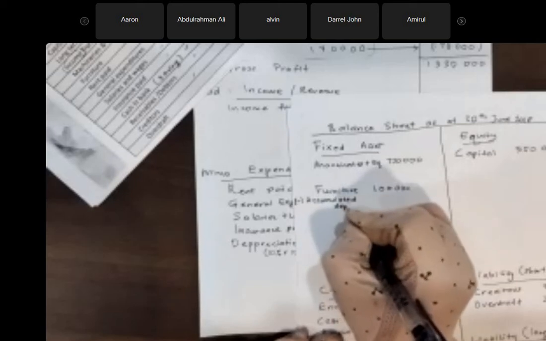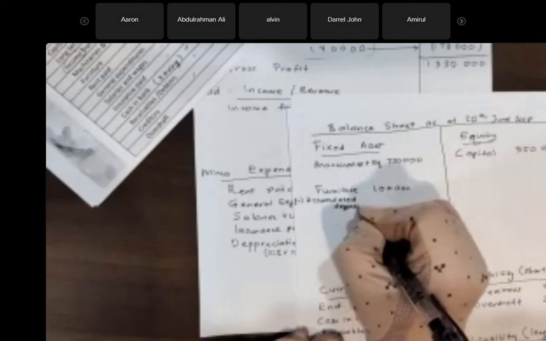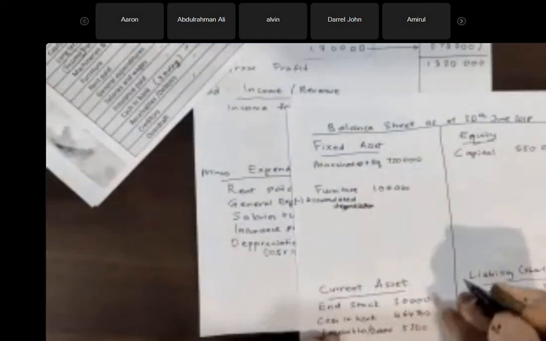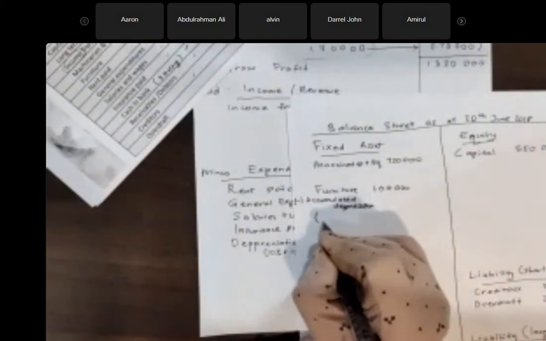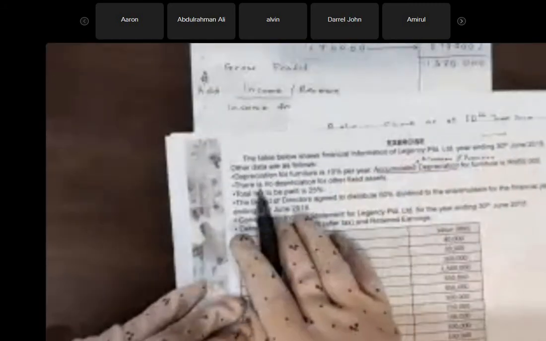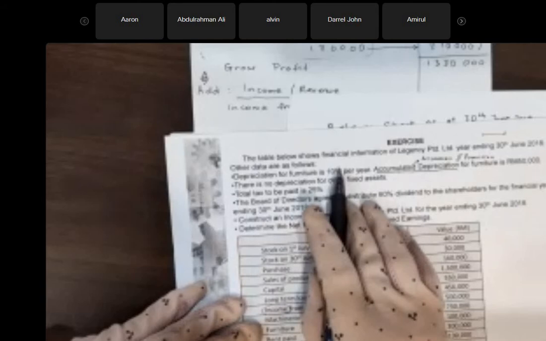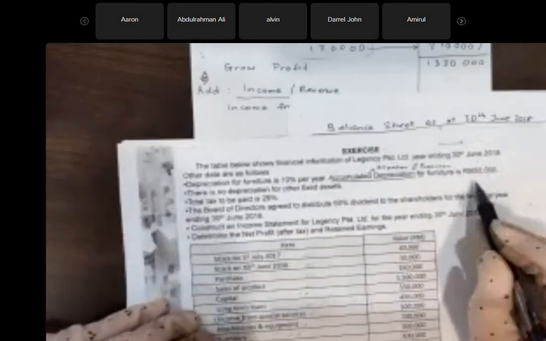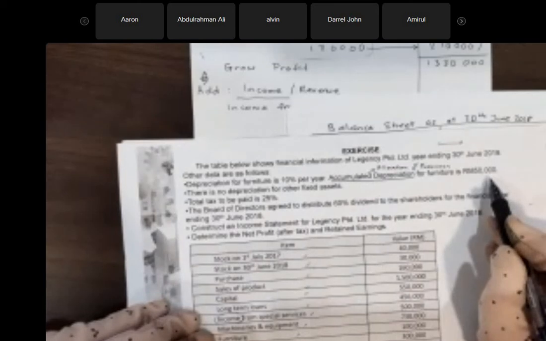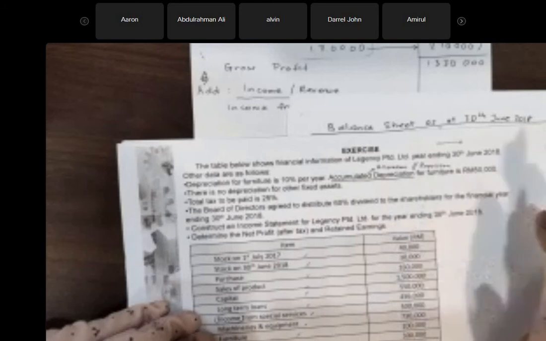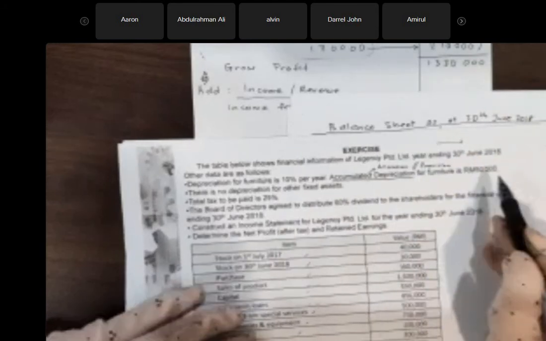Depreciation. Okay. Accumulated depreciation is, saya letak sini dia punya steps dalam kerja dia. Depreciation for furniture is 10%. Accumulated depreciation is already 50,000. Okay. Accumulated depreciation yang previous is 50,000.